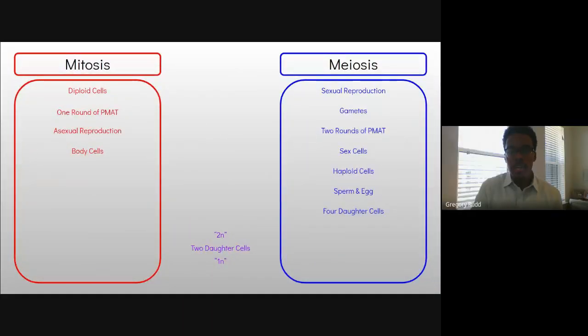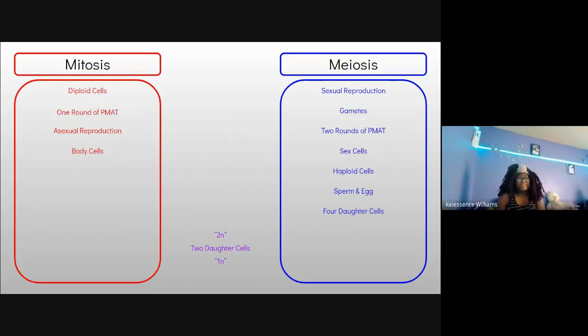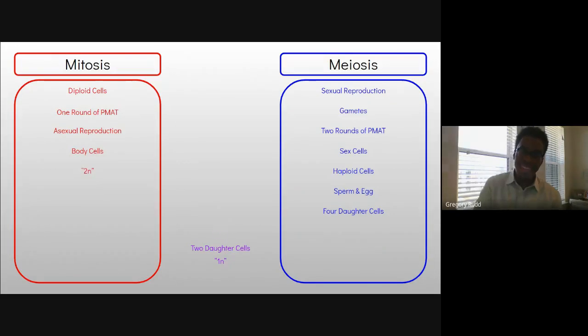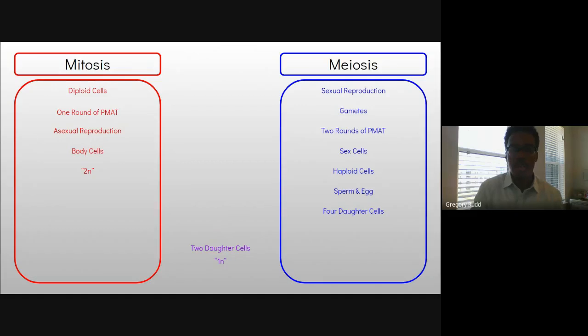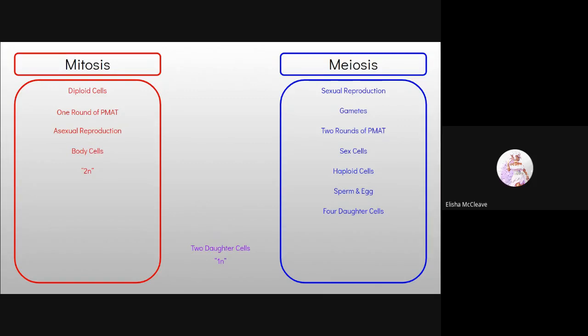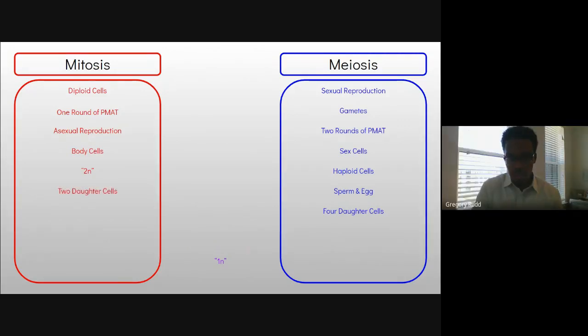Good. 2N, mitosis. Good, good. So 2N is another way of saying diploid cells, just to clear that up. 2 daughter cells, mitosis, excellent. And then 1N, meiosis, good. So these are some clear differences between the two processes. You definitely want to be aware of these. And if you can keep these differences in mind, then a lot of the questions on tomorrow's exam will be pretty easy for you.